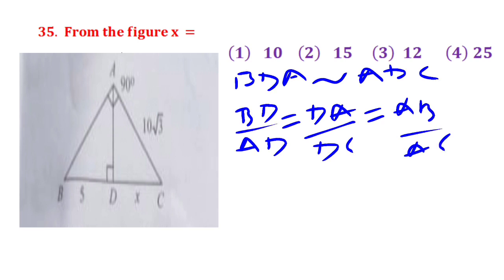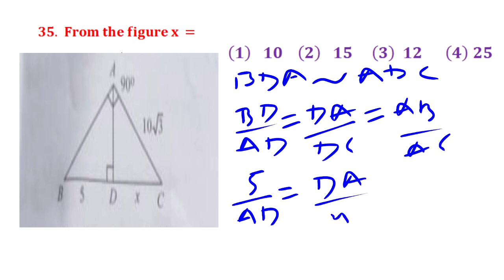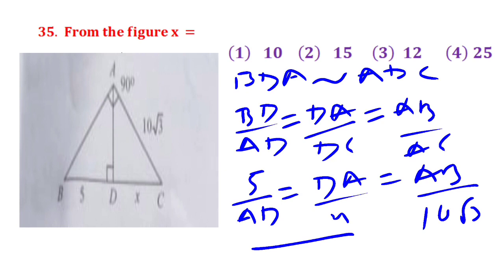Let's substitute the values. BD value 5 by AD equals DA by DC, which is x, equals AB divided by AC, which is 10 root 3. I am selecting the first two fractions. So that is 5 by AD equals DA by x. Then DA whole square equals 5 into x, that is 5x.